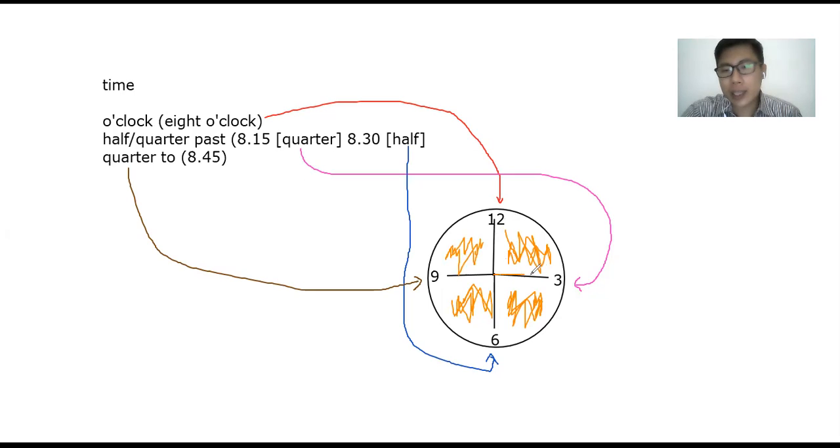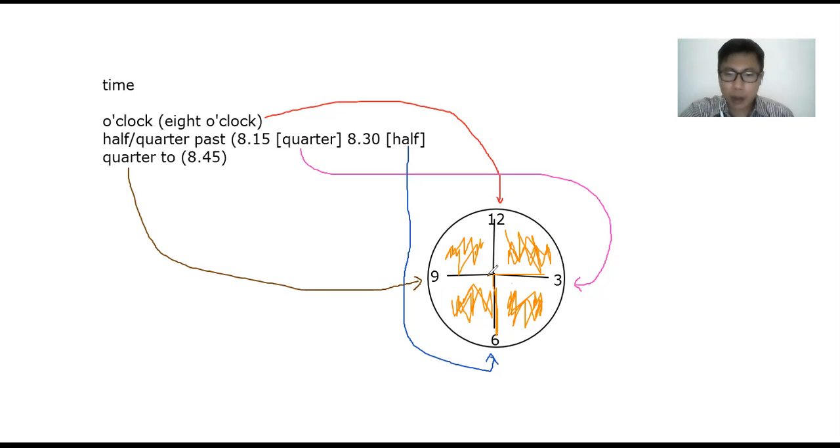If the long hand is at 3, that means you already passed 1 quarter. See, you already passed 1 quarter of the circle. That's why it's called quarter past. If the long hand is at 6, that means you already passed about half of the circle. That is why we say half past.